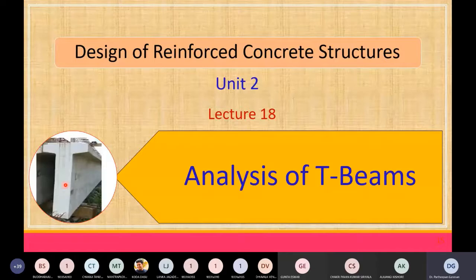Is that clear, everyone? If you make a beam something like this, or if you make an L shape, this is called isolated T-beam, where the beam itself is cast at the factory, and it will be transferred to the site. Okay, and the width will be very less. It will not be like a slab kind of thing.